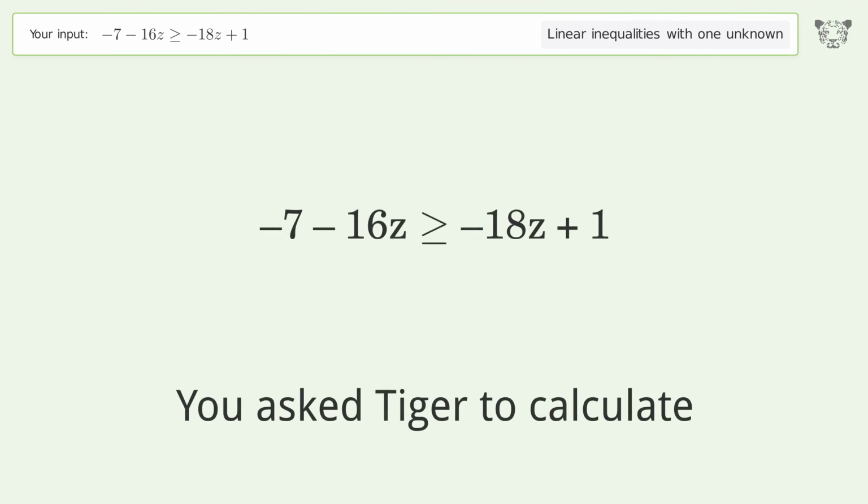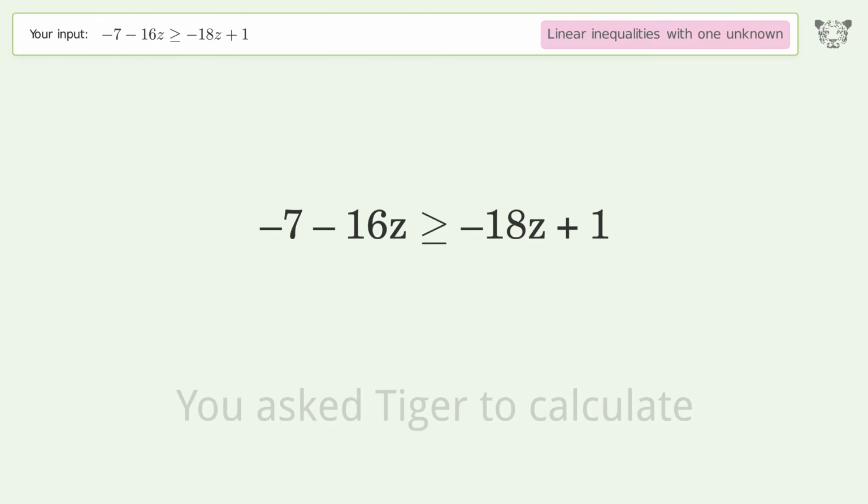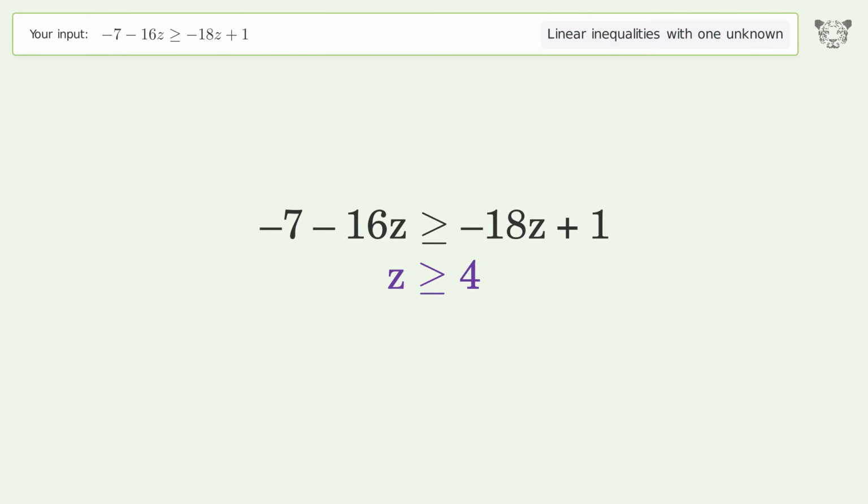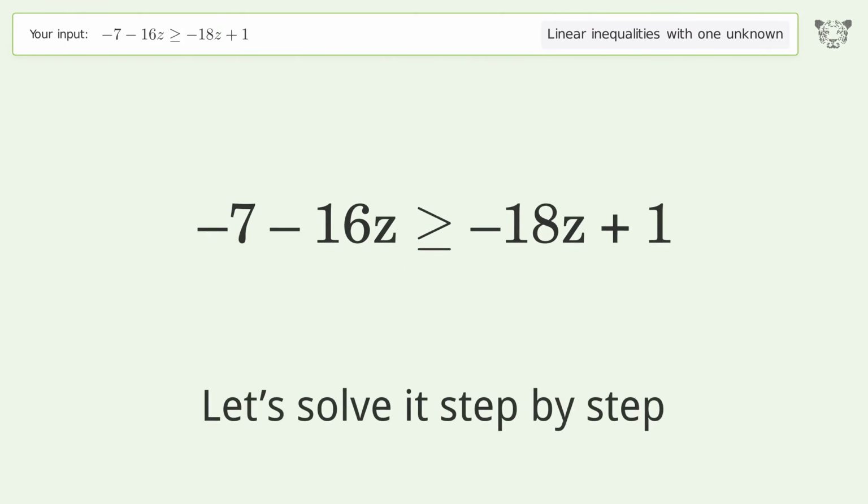You ask Tiger to calculate. This deals with linear inequalities with one unknown. The final result is z equal or greater than 4. Let's solve it step by step.